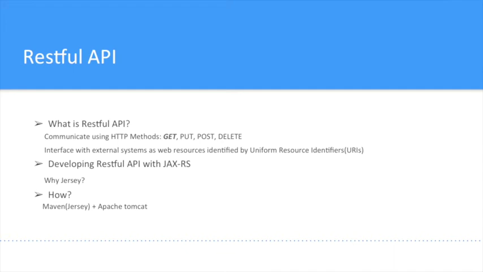JAX-RS stands for Java API for RESTful Web Services. We chose to use Jersey, which is an open source framework for developing RESTful Web Services in Java. Jersey libraries are supported by the Maven framework, so by creating a Maven project in the Eclipse IDE, we can use the Jersey library to help us build the API and run it on a Tomcat server.